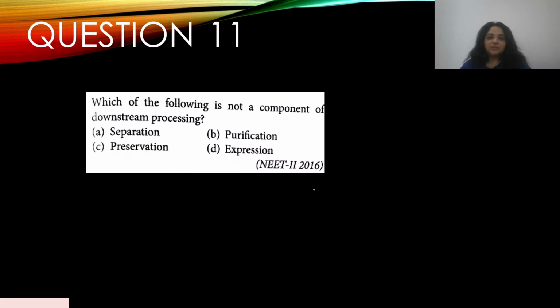Question number 11. Which of the following is not a component of downstream processing? This appeared in NEET 2016. A, separation. B, purification. C, preservation. D, expression. So which is not a component of downstream processing? That is D. Expression is not a part of downstream processing. It happens before that. Only after that, there is separation, purification, and preservation. So the answer is D.